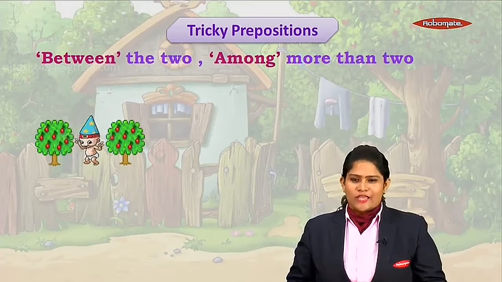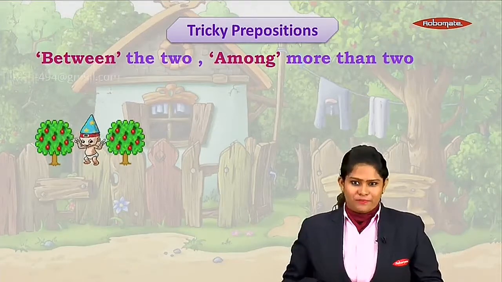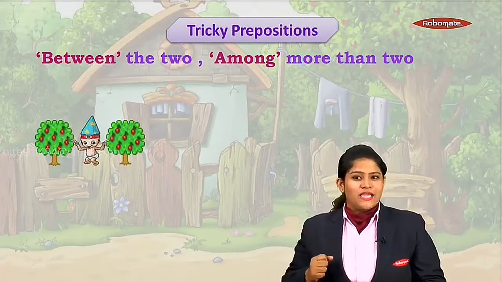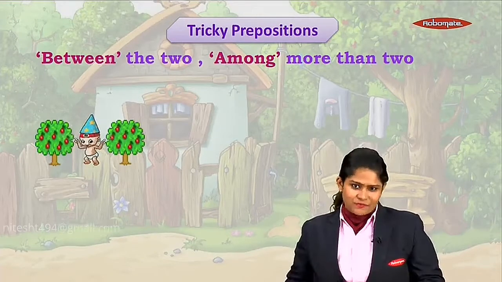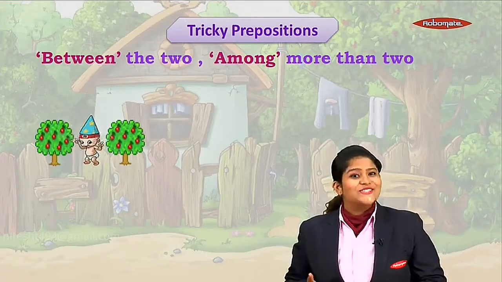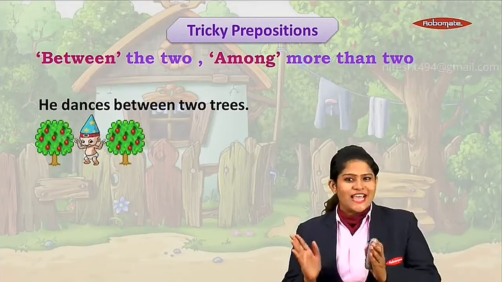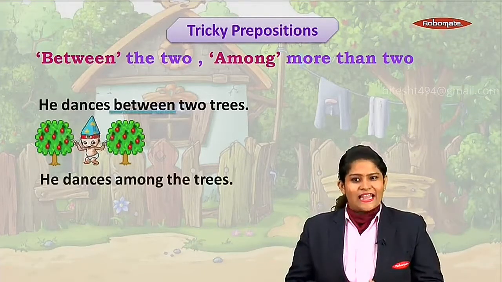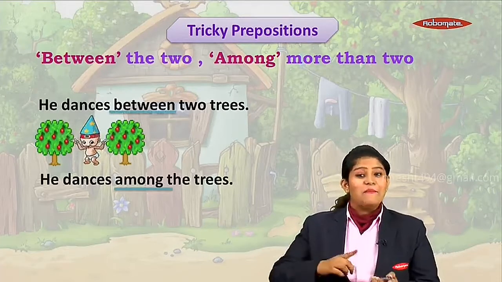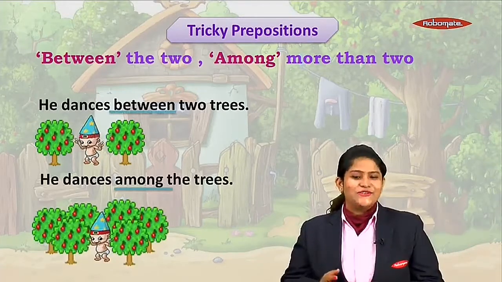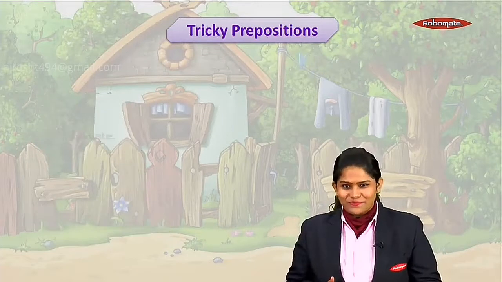Let us have a look at the second one. Between and among. So now, between means you always have two things. But when I'm talking about among, it is more than two. He dances between two trees, as you can see. And then he dances among the trees. So you see, now it is more than two.